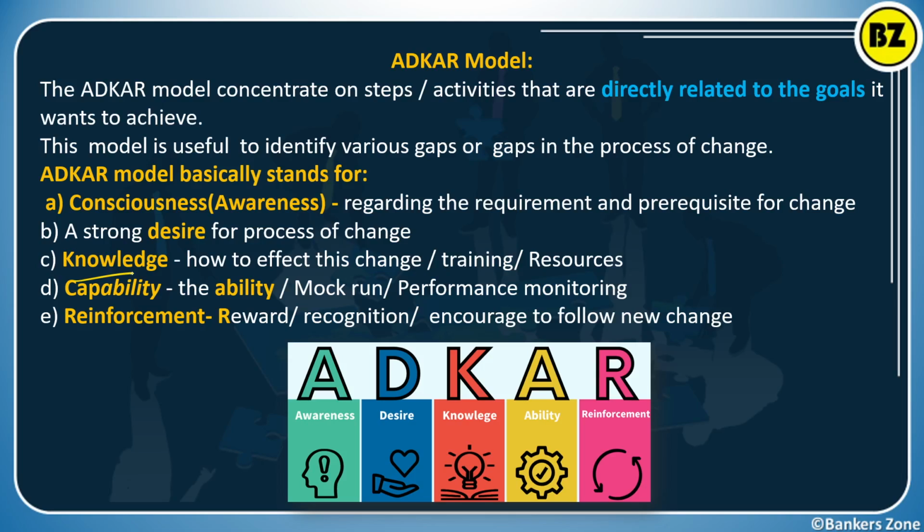Next is K, for knowledge. How to effect this change? By way of training, by way of providing the resources. If training is required, you should provide it. If resources are required, then you should provide them to the staff and the employees in the organization, so that you fulfill the knowledge. Then only your change will be effective. For example, if you have to upgrade the system, you must provide training to the employees.